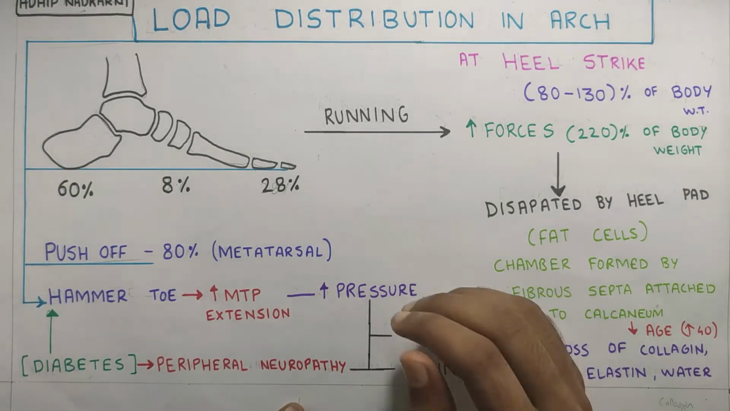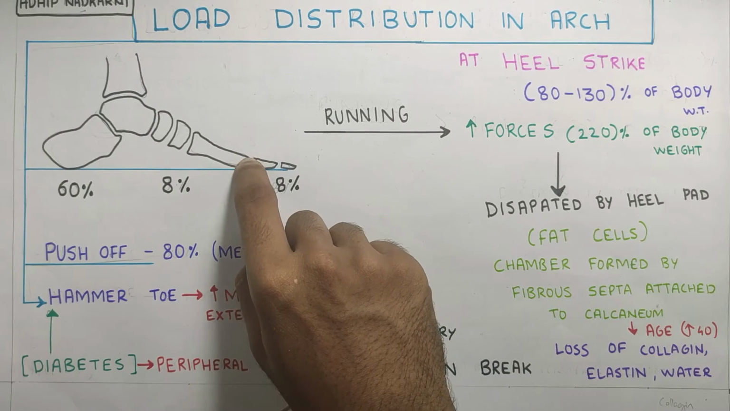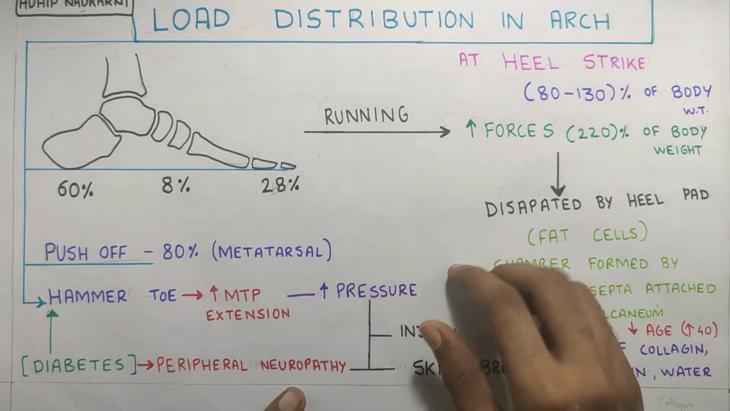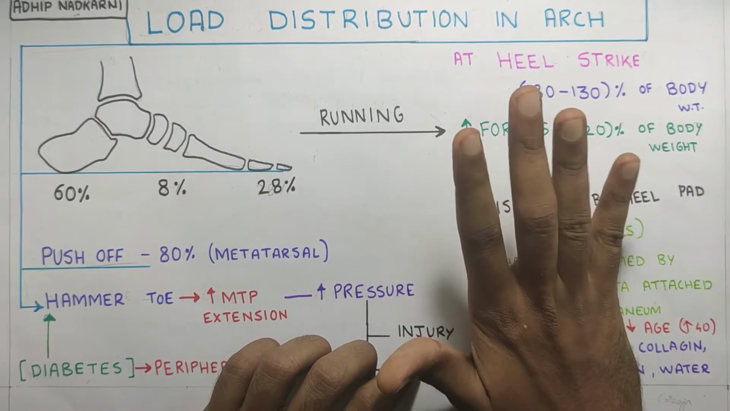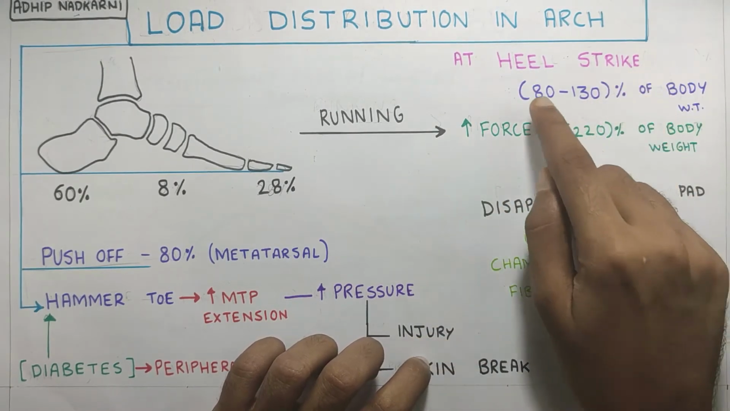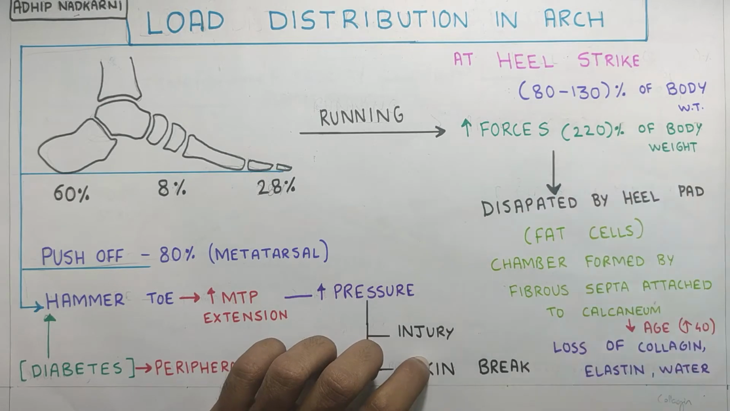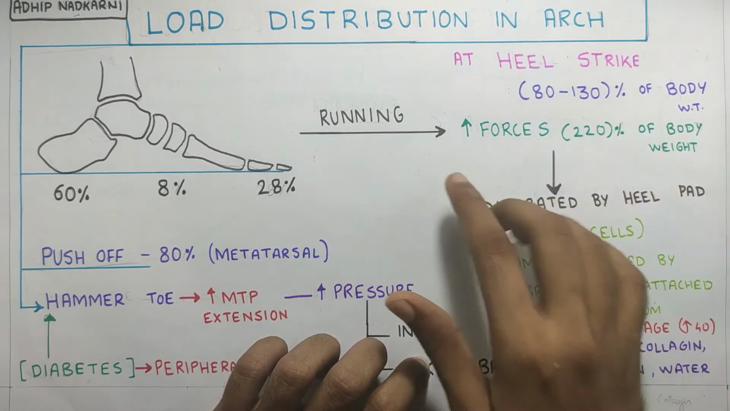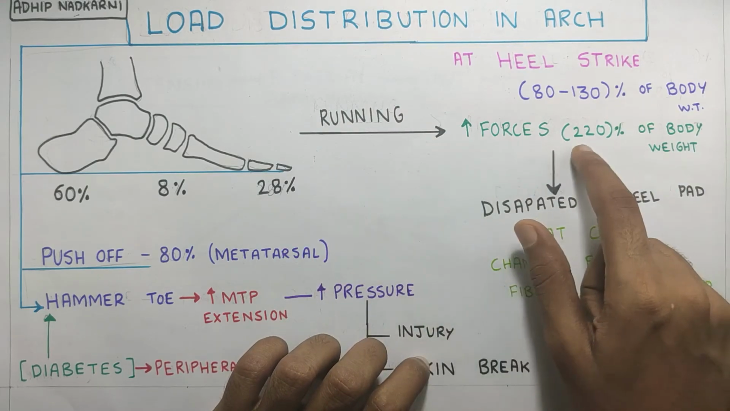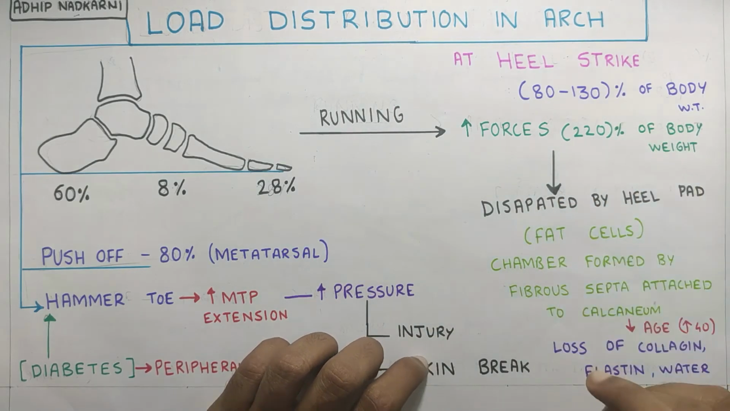So we should be very careful about that, to check the MTP extension in a diabetic patient and give them the proper advice. Now during walking, the heel strike occurs first, right? And during that part, there is around 80 to 130% of the body weight being transmitted. Now this is magnified even more when you are running. The forces increase up to 220% of the body weight.